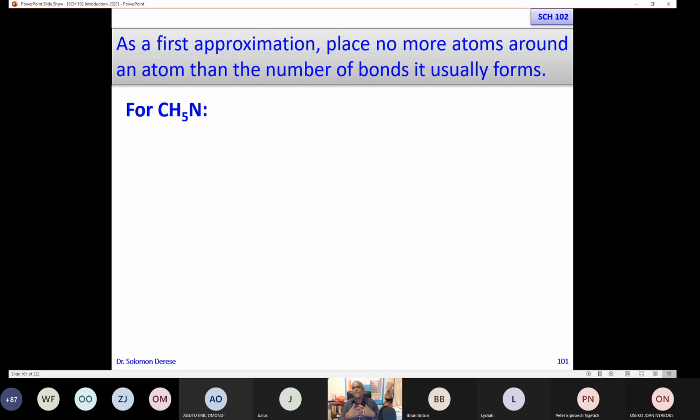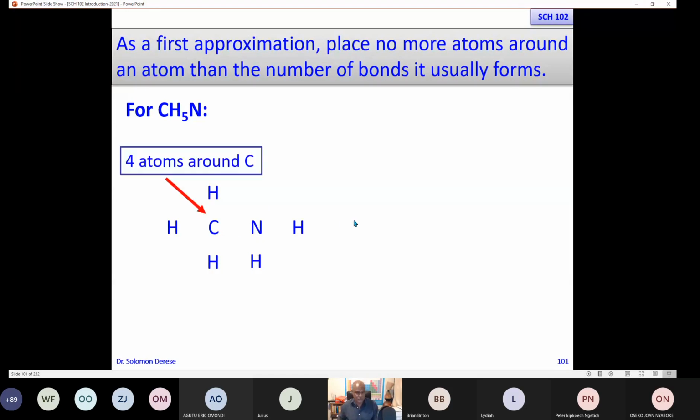When you are surrounding them with other atoms, you should make sure, as a first approximation, the carbon should only be surrounded by 4 atoms, and similarly, the nitrogen by 3 atoms, because nitrogen forms 3 bonds. So when you do that, you put the hydrogens on the outside, the carbon surrounded by 4 atoms, the 3 hydrogens you see, and the nitrogen. Then the nitrogen surrounded by 3 atoms, these 2 hydrogens, and the other carbon. This is what you should do as a first approximation: 4 atoms around the carbon and 3 atoms around the nitrogen.